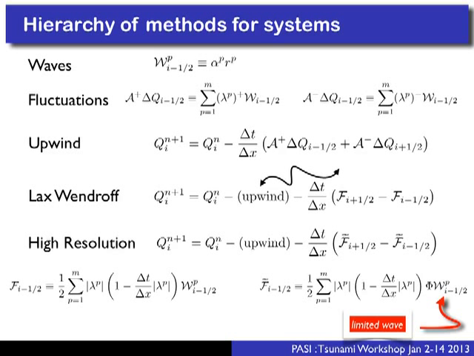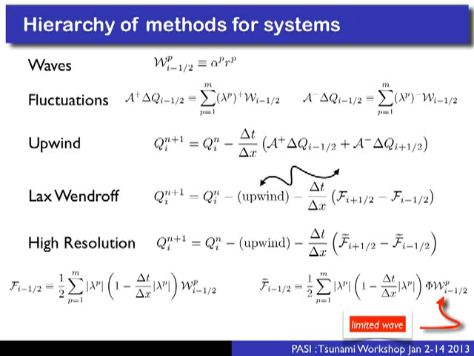So we have waves, we have fluctuations, we have the upwind method. Here's our standard upwind method. We have a Lax-Wendroff method, which is the upwind method plus some correction terms. And then we have a high-resolution method, which is really the Lax-Wendroff method corrected, where we've now limited the waves. How does that happen? Well, here was the correction term for the standard Lax-Wendroff method, and here is the correction term for the high-resolution case.